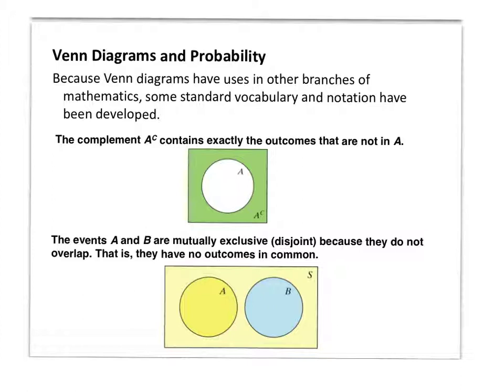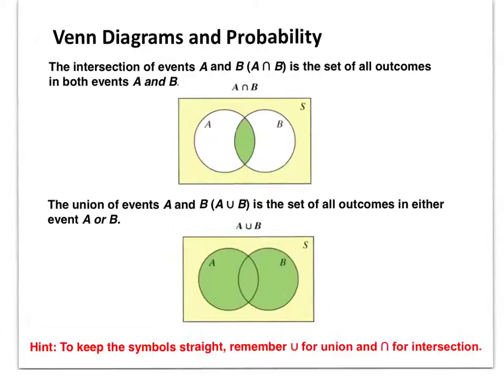Events A and B are mutually exclusive or disjoint. We used this word earlier because they do not have overlap. So if we were to draw the Venn diagram, we would draw two circles that are not intersecting because there are no outcomes that are in both. And the S represents the sample space, all possible outcomes.